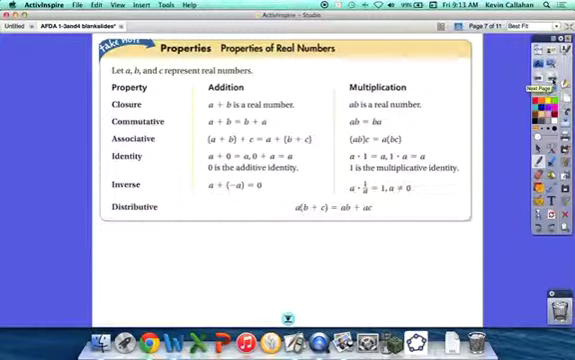Okay, then the properties of real numbers. I think you've probably seen these properties for years, and it doesn't matter how many times you see them, you still struggle sometimes to name the property. It's less important to know the name of the property than it is just what the property says.